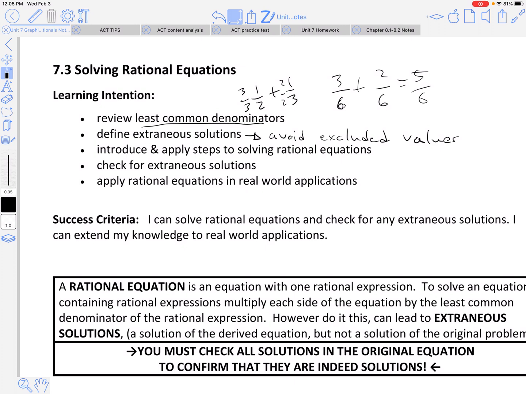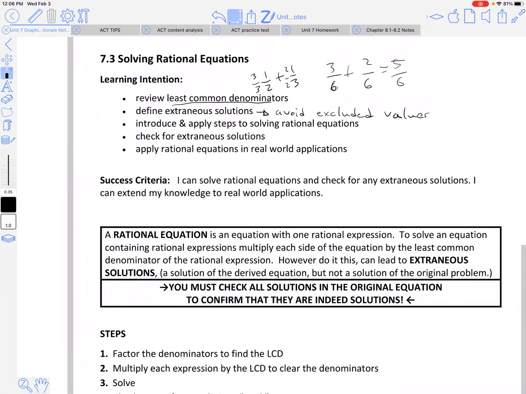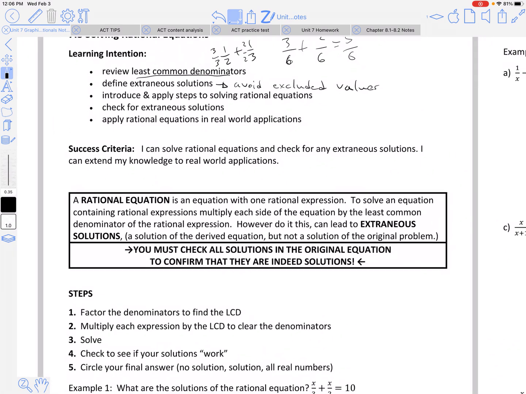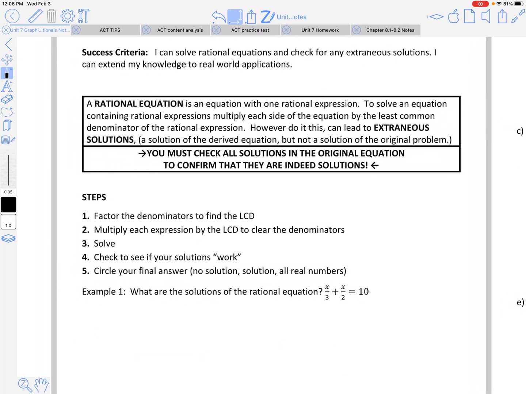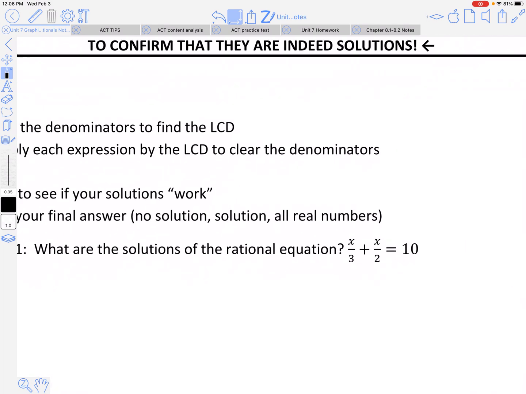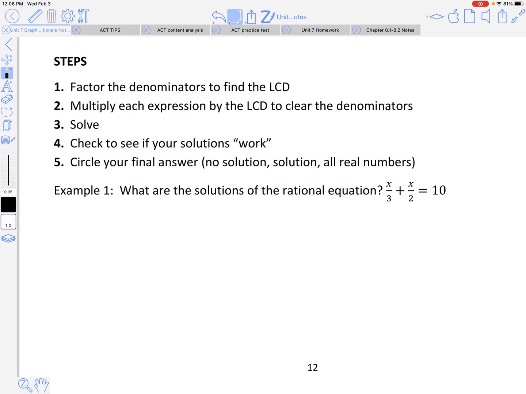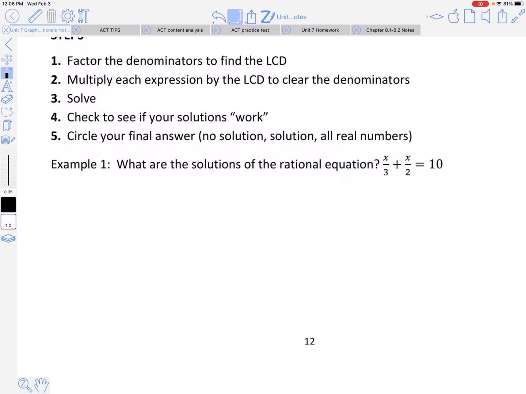And then we're going to actually introduce steps to help you speed up the solving rational equation process and check for those solutions, and then we'll look at them in application. So that's what we're going to do today. By the end of the day, you should be able to do all those goals.